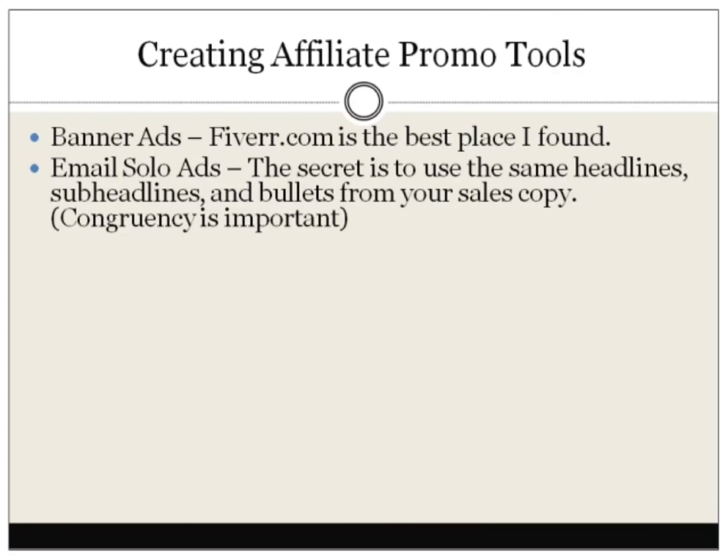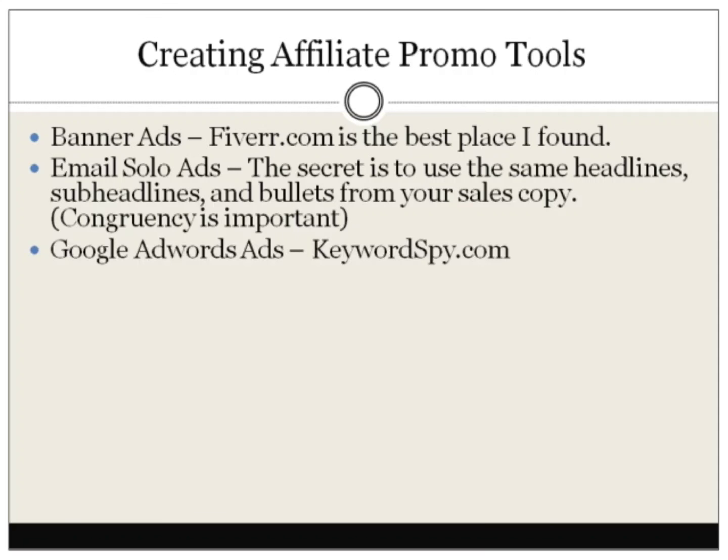In other words, somebody goes and they read your email. If they see the same headline, the same subheadline, and the same bullet points on your sales copy after they have clicked over from the email copy, then they feel like, okay, this is the same email. They've clicked on the email ad because they want exactly what is listed in the email ad. If they've clicked over and they go to the sales copy and realize that everything is actually different, then most likely your conversion is going to drop. So that's just a really cool tip that you can use in your email solo ads when you create your affiliate promotional tools for your affiliates.